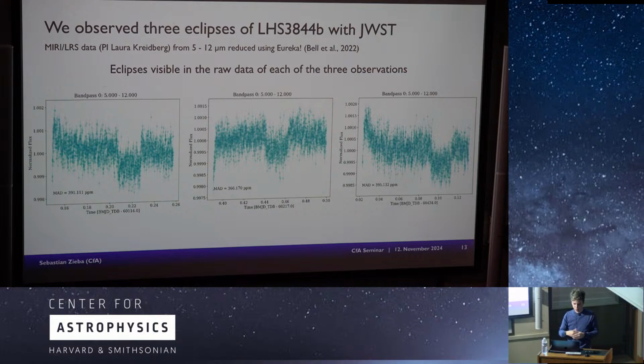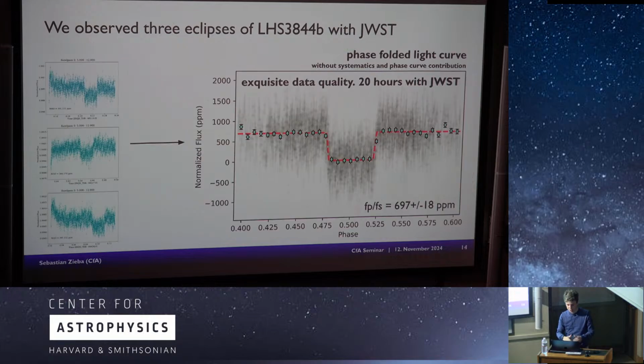And obviously there are still some systematic artifacts in the observations here. But if we reduce this data set, getting rid of the known systematics, and then phase fold it and bin it, you end up with these nice eclipse observations here with an eclipse depth of more or less 700 ppm, which is detected at high significance.